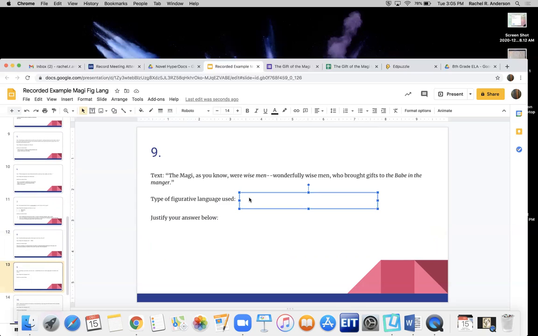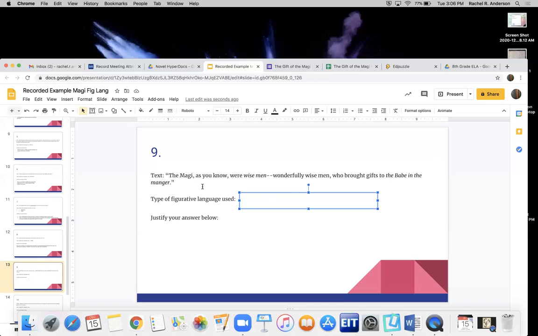The text says, the Magi, as you know, were wise men, wonderfully wise men who brought gifts to the babe in the manger. Okay. So if you go back to your story, it explains in a footnote who the Magi are, okay? And then in the end, in the closing of your story, it even goes back to tell you who these Magi are, okay? The Magi are also known as the 3 wise men. They're from the Bible. They're referenced in the Bible as the 3 men who brought gifts to the babe in the manger, being Jesus.